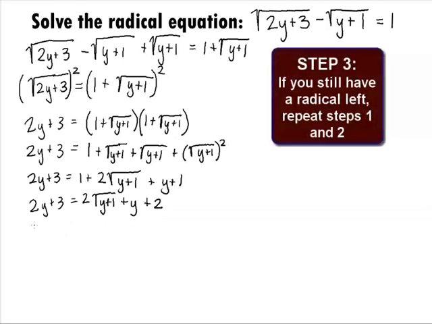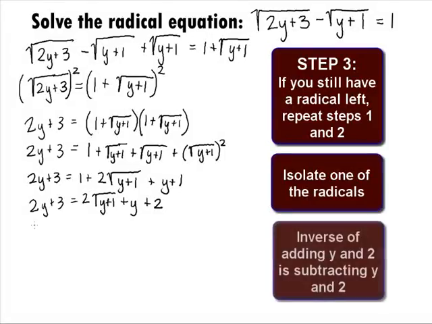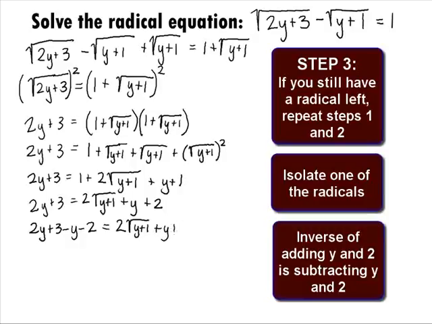In step 3, if we still have a radical left, we need to repeat steps 1 and 2. On this problem, after all that, we still have a radical, so we need to isolate that radical. So we need to do the inverse operation and subtract y and subtract 2 from both sides. This will give us 2y plus 3 minus y minus 2 equals 2 square root of y plus 1 plus y plus 2 minus y minus 2. This will simplify to be y plus 1 equals 2 square root of y plus 1.